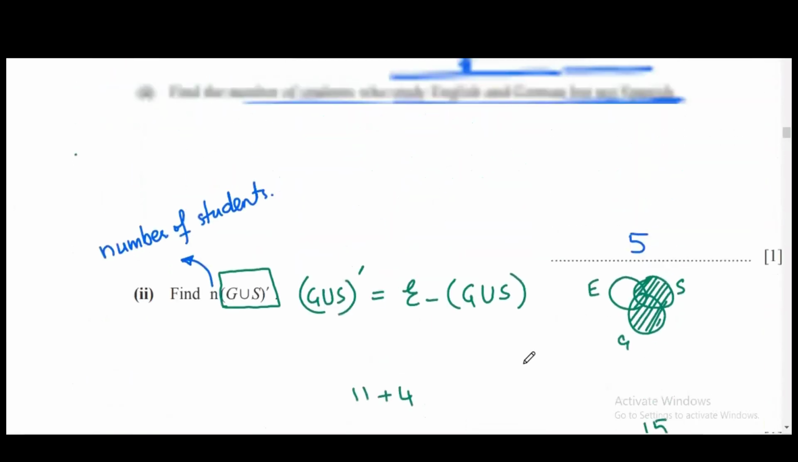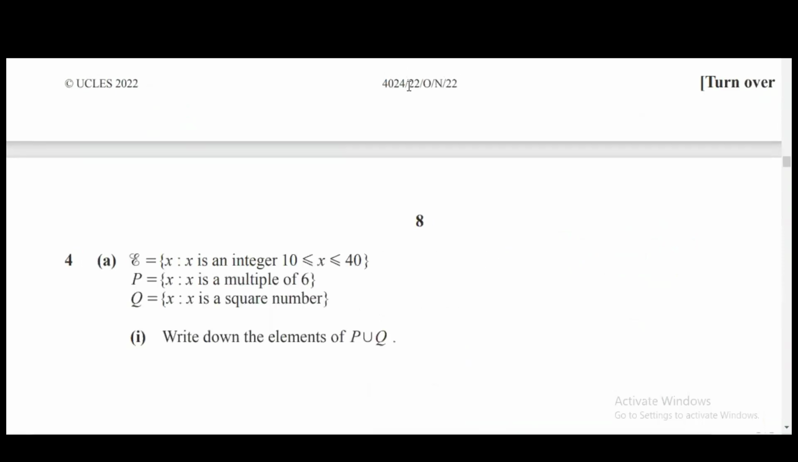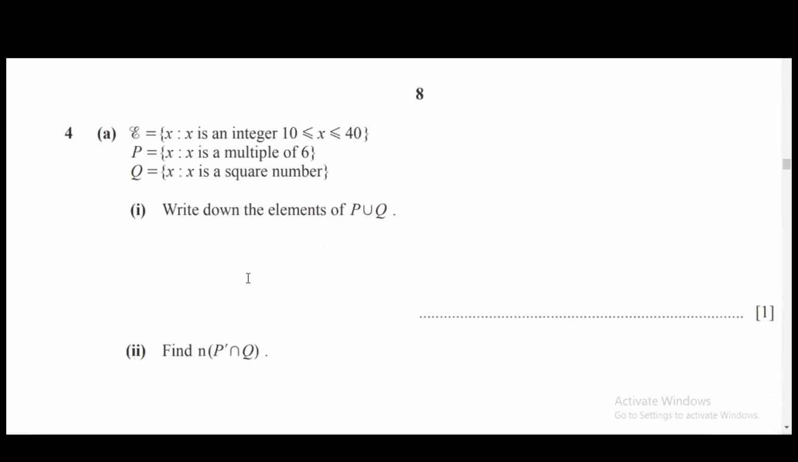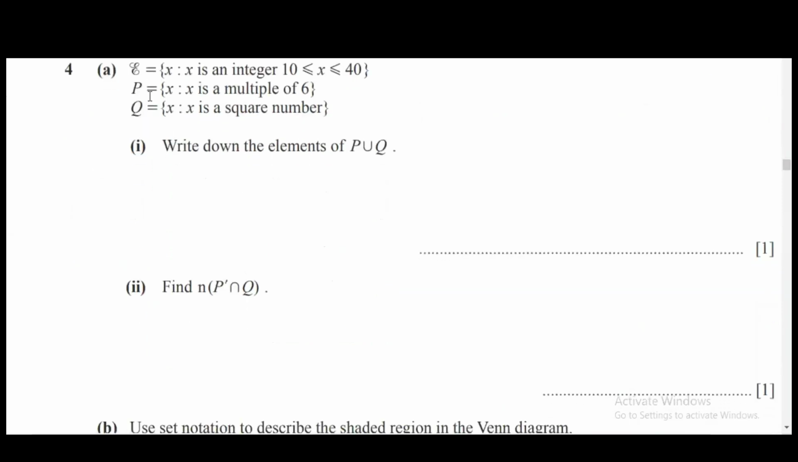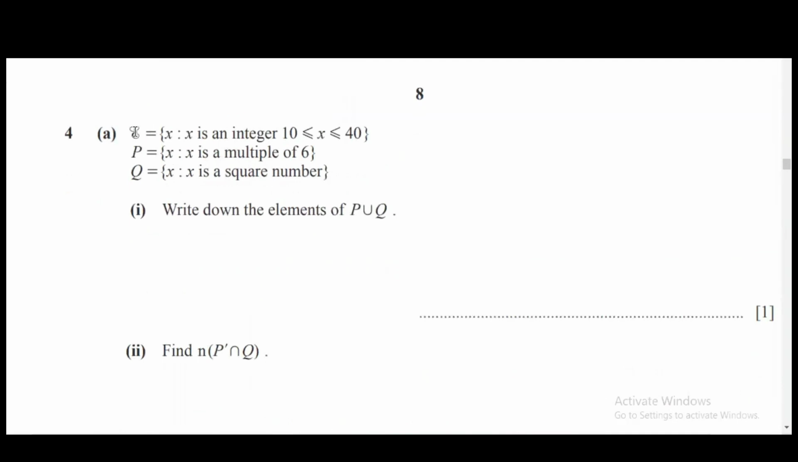Now move on. Next paper is 4024 paper 2 variant 2 October November 2022. You can use a calculator in this paper. This is question number 4 of this paper. In part A, there are some symbols. This symbol is for the universal set, and you have to take all the elements from this universal set for P and Q. Be careful. So note down, this is the symbol of the universal set.